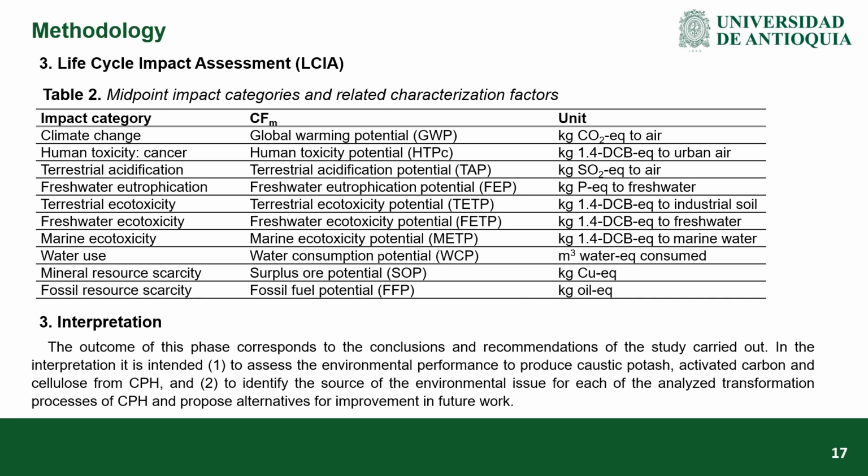As I mentioned, 10 impact categories were evaluated, and the outcome of this interpretation phase corresponds to the conclusion and recommendation of the study carried out. In the interpretation, it is intended first to assess the environmental performance to produce caustic potash, activated carbon, and cellulose from CPH, and second, to identify the source of the environmental issues for each of the analyzed transformation processes of CPH and propose alternatives for improvement in future work.